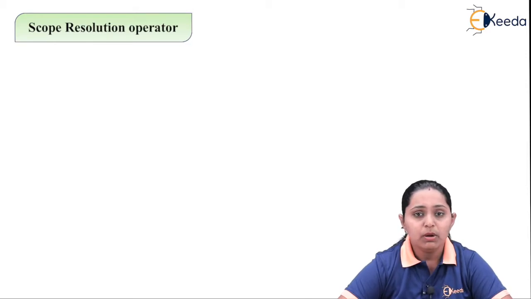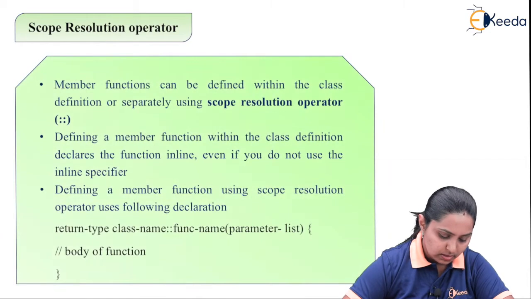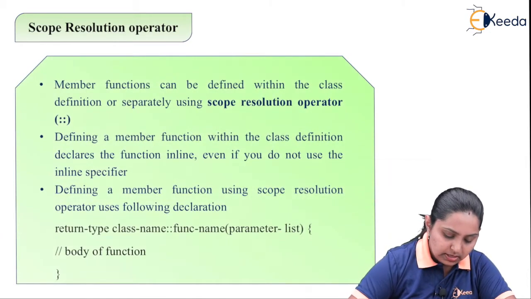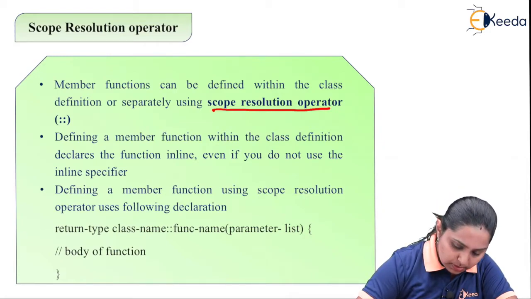But if you want to access that variable outside that block of code, then how can we do it? To perform that, we have the operator that is the scope resolution operator. Now we see it in detail. A member function can be defined within the class definition or separately using the scope resolution operator. The sign of the scope resolution operator is two colons.